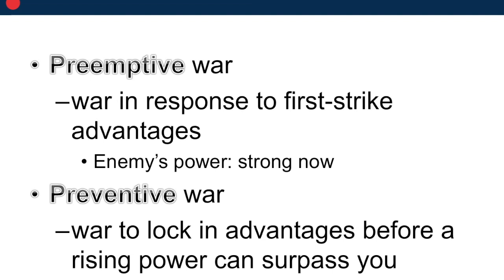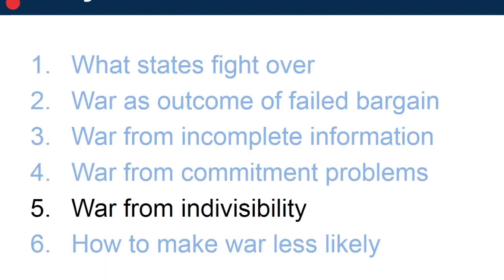so that we don't have to go to war with them later. Next, we have preemptive and preventative war. Okay? Preemptive war is war in response to first strike advantages. We want to think about this as if the enemy that we're facing is strong right now, and we have to do everything we can to get there before they get us. A preventative war is a war to lock in advantages before the rising power can surpass you. The enemy's power is going to be strong in the future, not right now, strong in the future. So preemptive war, strong now; preventative war, strong in the future.